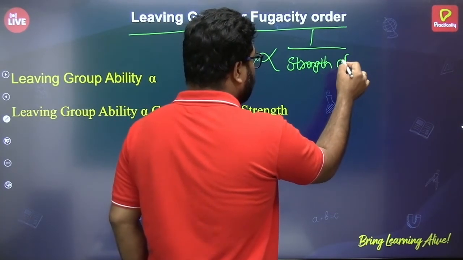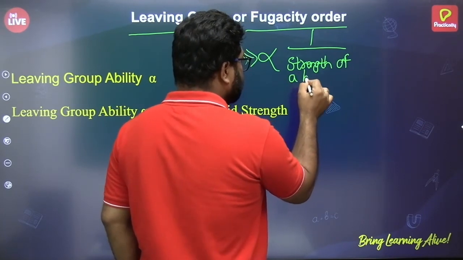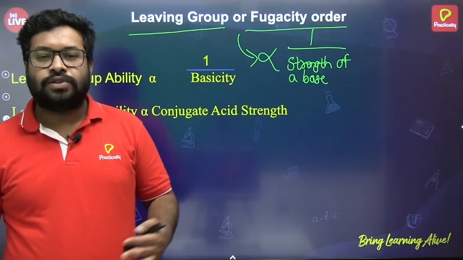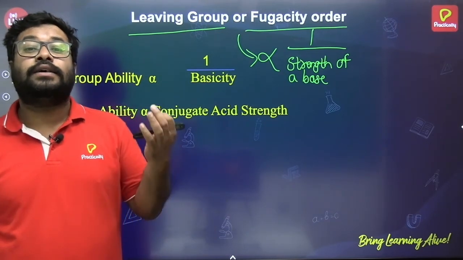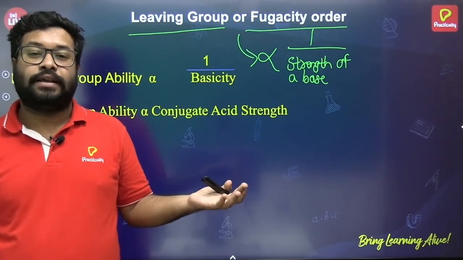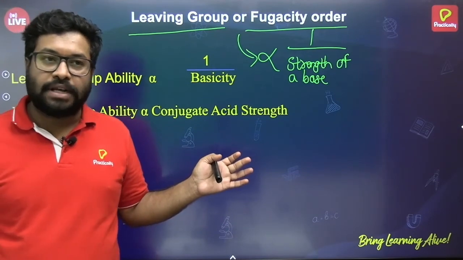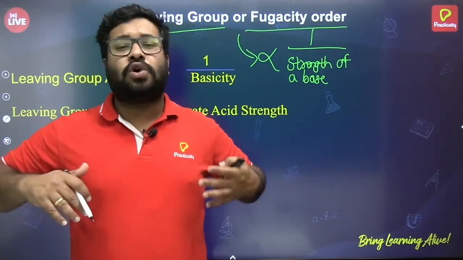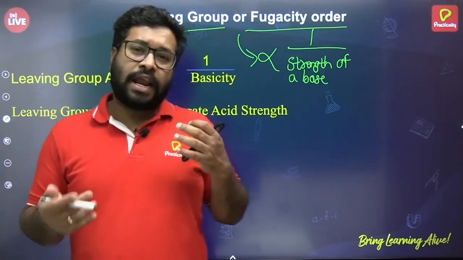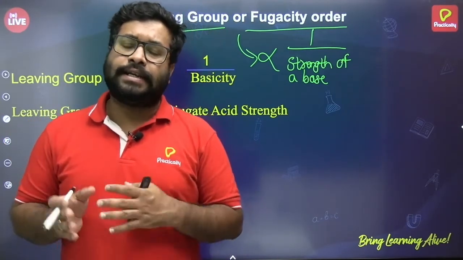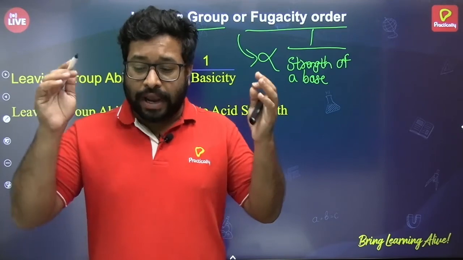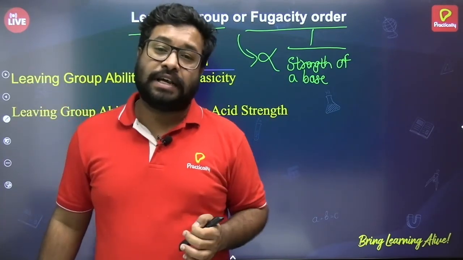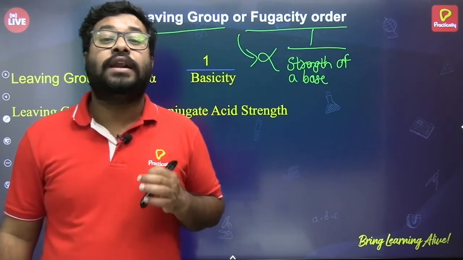Strength of a base. The weaker the base, the stronger is its leaving group ability. It is that easy. That means whatever leaving group is departing, obviously the leaving group is also holding a negative charge, right? Now negative charge means what? We consider it as a base. So if it's a weaker base, then it's a good leaving group.